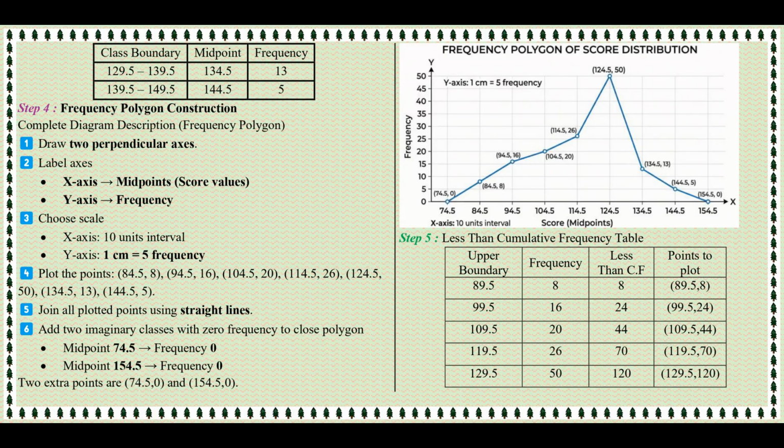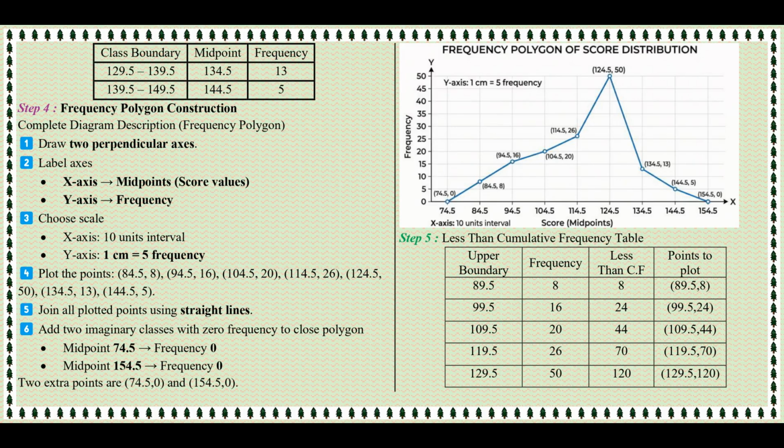Now imagine plotting these points. We draw two perpendicular axes. On the x-axis, we mark midpoints. On the y-axis, we mark frequency. Now we plot the points: 84.5, 8; 94.5, 16; 104.5, 20; 114.5, 26; 124.5, 50; 134.5, 13; 144.5, 5. Then we join all these points using straight lines. To close the polygon, we add two imaginary points, 74.5, 0 and 154.5, 0. This forms a complete frequency polygon.